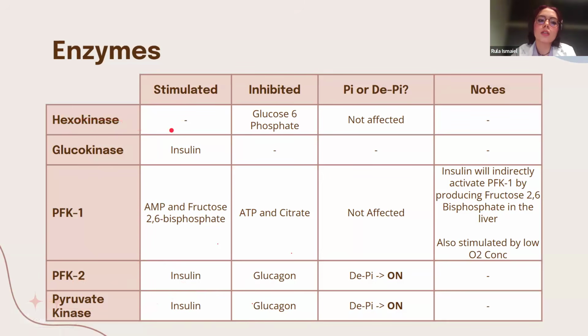Now, hexokinase is not stimulated by anything per se. Glucokinase is stimulated by insulin. We've gone through this. PFK1 is stimulated by AMP, low energy, okay? And fructose 2,6-bisphosphate. Again, mentioned this before. PFK2, sorry, is stimulated by insulin, and pyruvate kinase as well, insulin. Hexokinase is inhibited by glucose 6-phosphate. PFK1 is inhibited by ATP and citrate. Everything else, glucagon. And here are some notes.